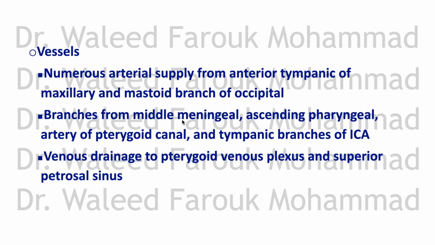The vessels of the middle ear: the surrounding vessels from the anterior tympanic of the maxillary, the occipital mastoid branch, branches from the middle meningeal, ascending pharyngeal, and the pterygoid canal. The venous drainage follows the arteries, of course, to the pterygoid venous plexus and the superior petrosal dural venous sinus. Of course, we will study the dural venous sinuses later with the cranial cavity.